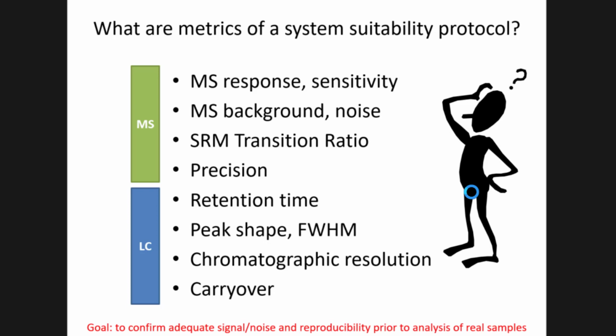For the LC, you want to see reproducible retention time. Nanoflow is always tricky, and there are a lot of things that affect the reproducibility of the retention time, but the point is you want it to be as reproducible as possible. When you see shifts of minutes, that's something that maybe isn't something you should want to accept. Peak shape, full width, half max.